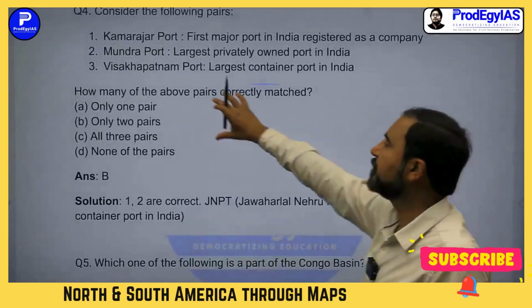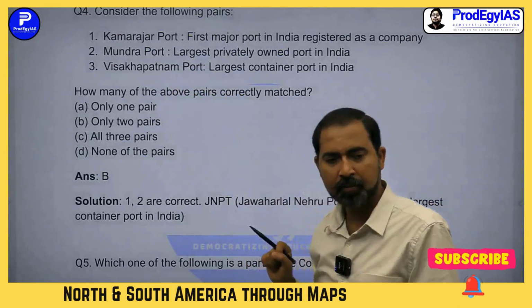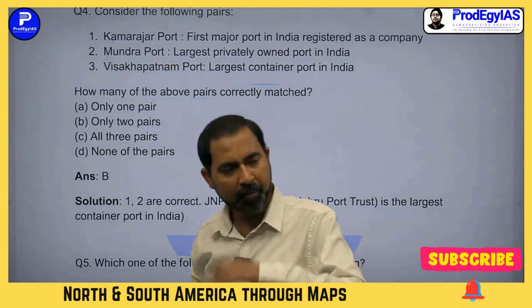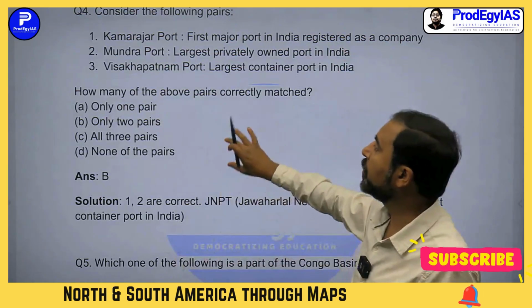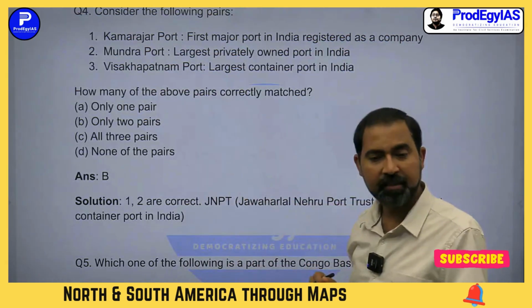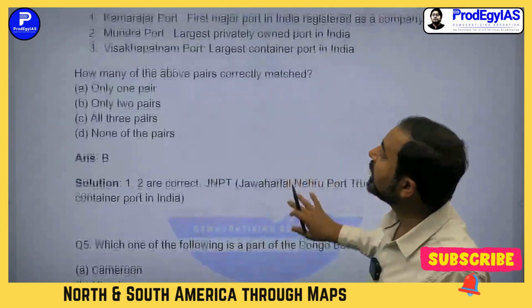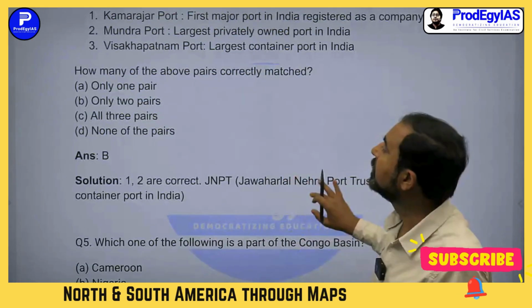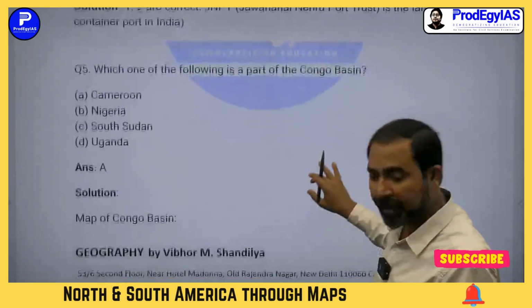Then this question is based on the ports. You know that there are 12 to 13 major ports in India and many minor ports. So those ports are also important. Some of the ports are in the private sector, like this Mundra port, Kamarajar port. They are in the private sector. So we have to locate them. Where are they?